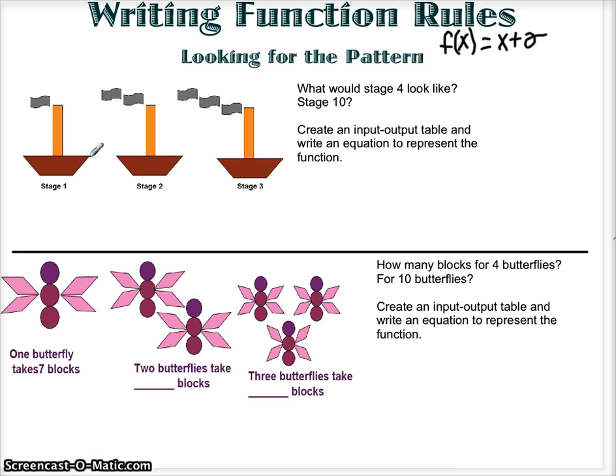So what would stage 4 look like? Here we have stage 1 has 1 flag, stage 2 has 2 flags, stage 3 has 3 flags. So what do you think stage 4 would have? 4 flags. And stage 10 would have 10 flags.